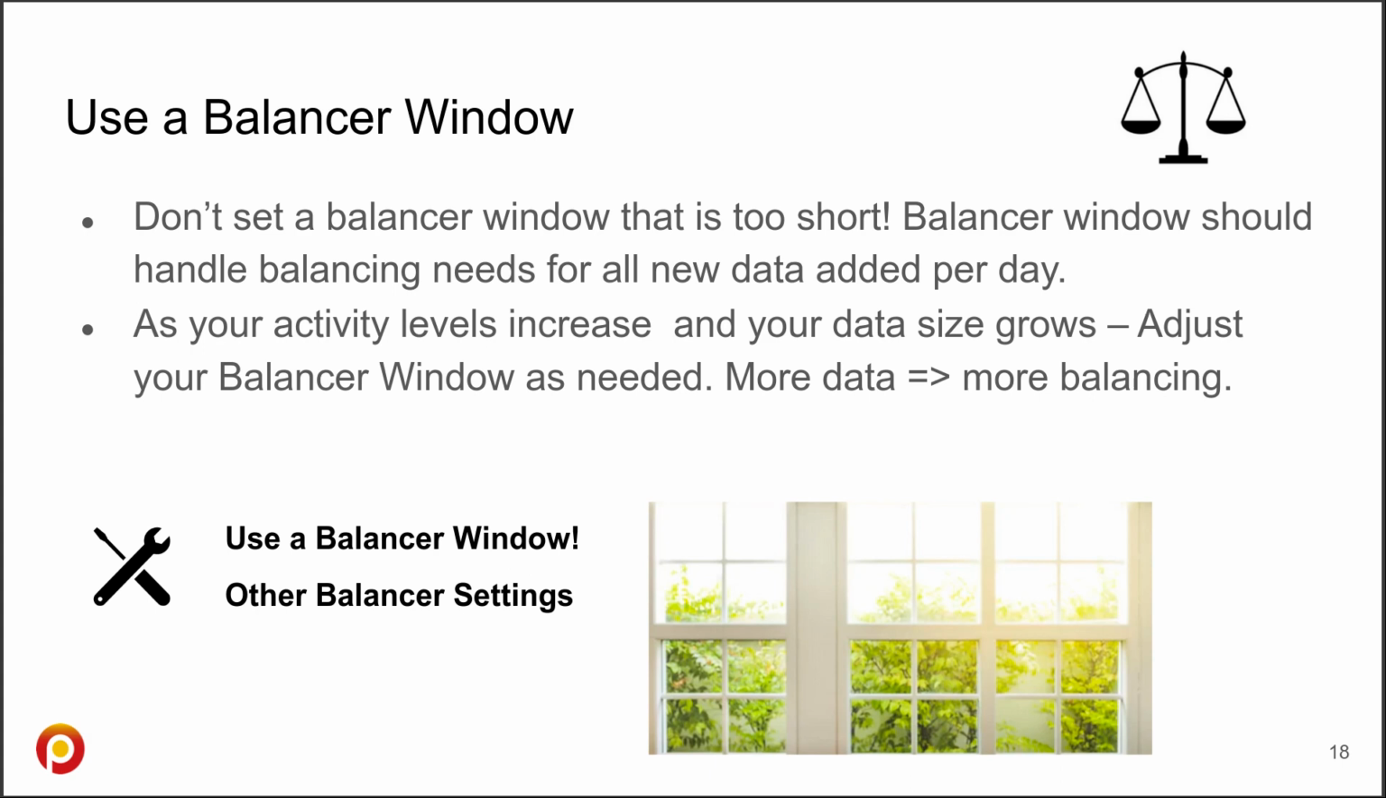One of the mistakes that people often make is, okay, I'm going to set a balancer window, but I'm only going to make it from 1 a.m. to 3 a.m. And yet you've been hammering your system and adding your data all day long. The balancer window that you set should handle the balancing needs for all new data that you add for the day. As your activity levels and your data size grow, you might need to expand the balancer window. If you have more new data, you're going to have more balancing. And there are the steps, the commands, to do that.